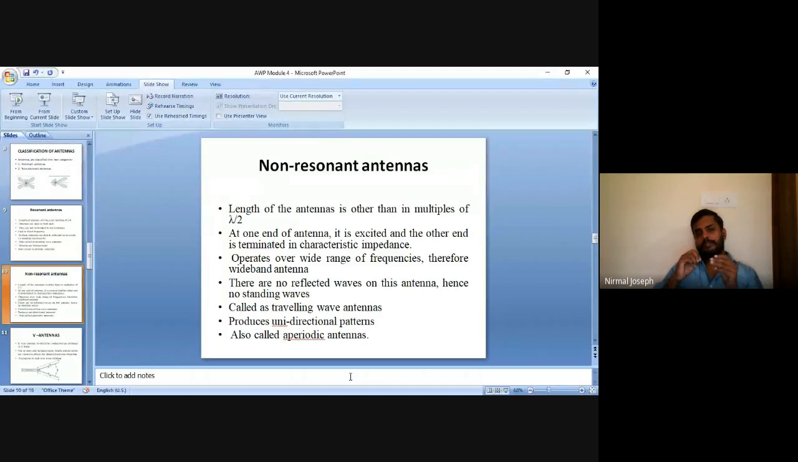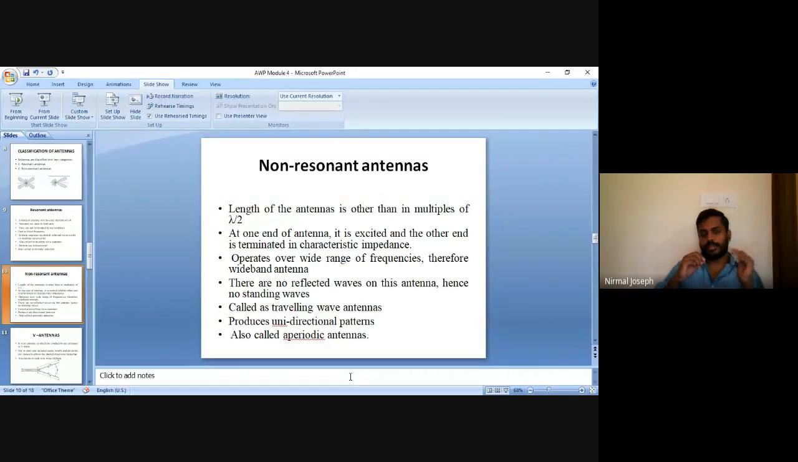So basically, it will continue its motion. It is not at all getting reflected since it is terminated at the characteristic impedance. Since it is not getting reflected, there won't be any standing waves. I'll explain this once again.